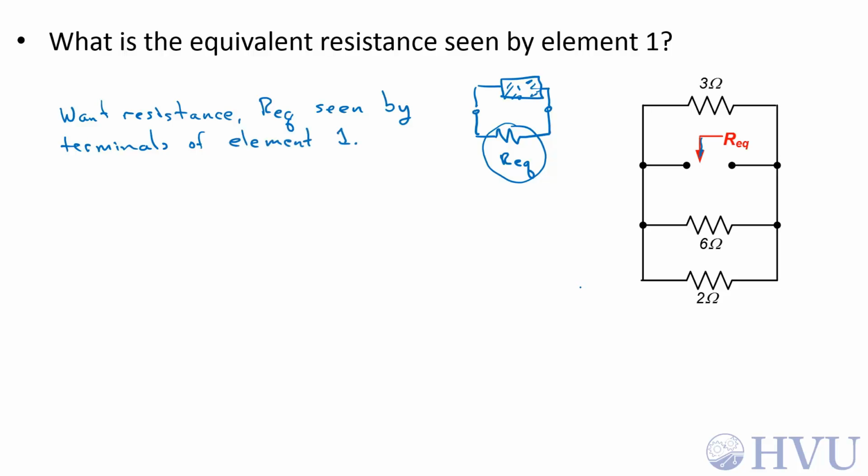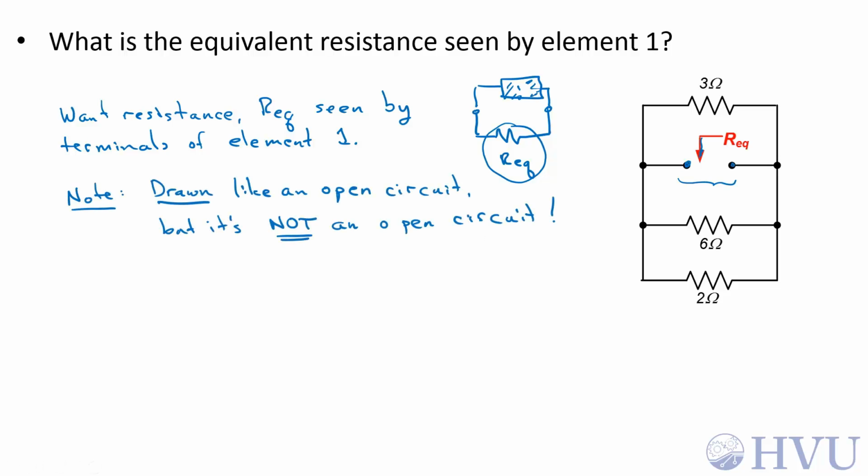One thing you need to keep in mind is that the way that this is drawn over here, this looks like an open circuit, but it's not. You have to keep in mind the context of what we're doing. We're looking for a resistance across these terminals. You have to keep in mind what we're talking about when we say resistance. Resistance is a ratio of voltage to current.